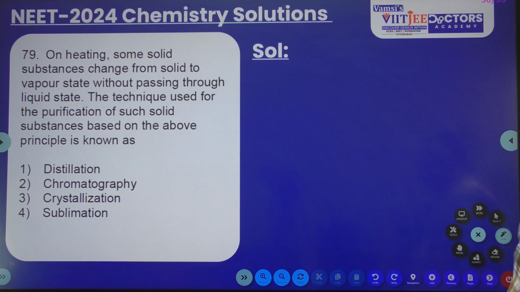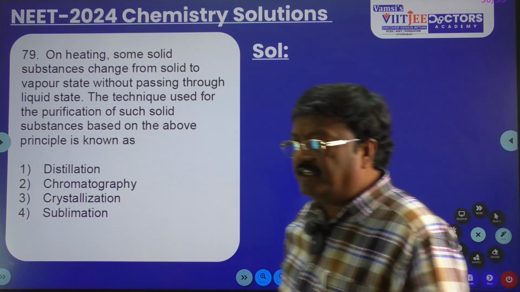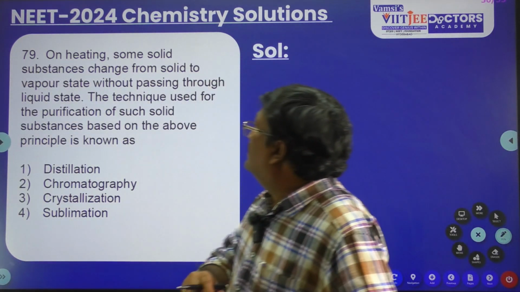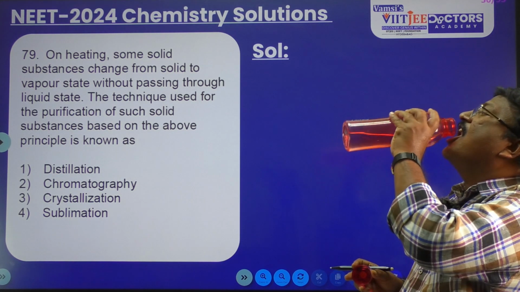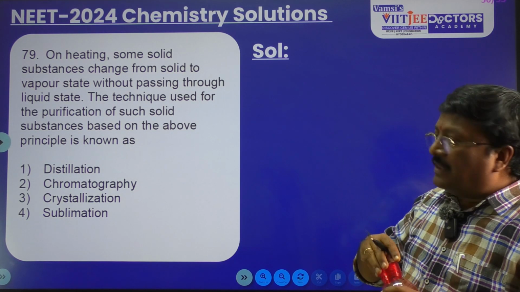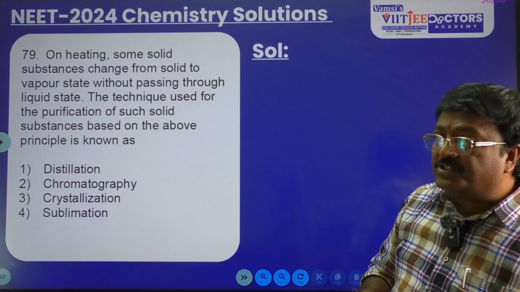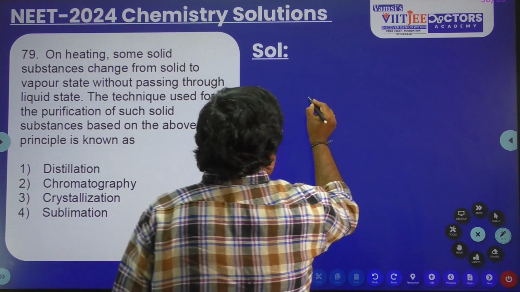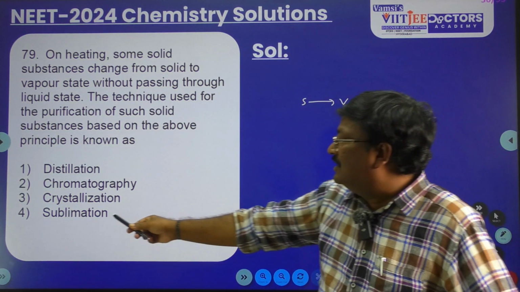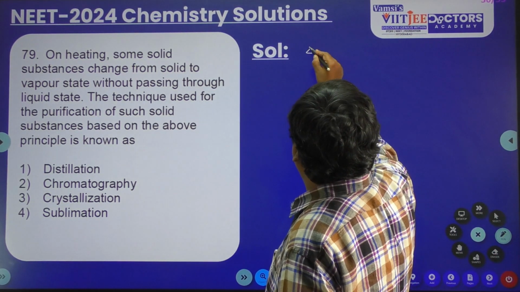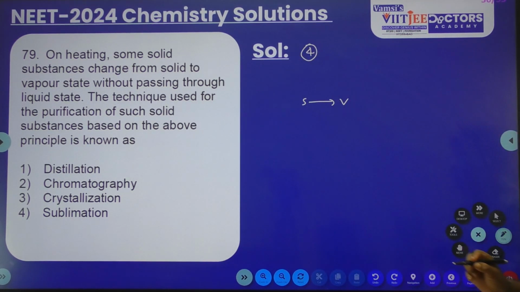And later, on heating, some solid substances change from solid to vapor. Here, solid to vapor means it is sublimation. Your answer is the fourth option. Here it is sublimation, right?